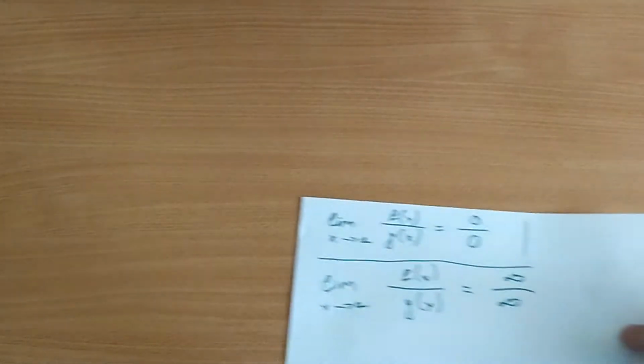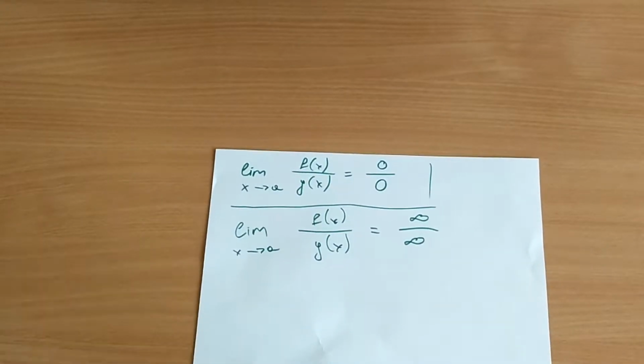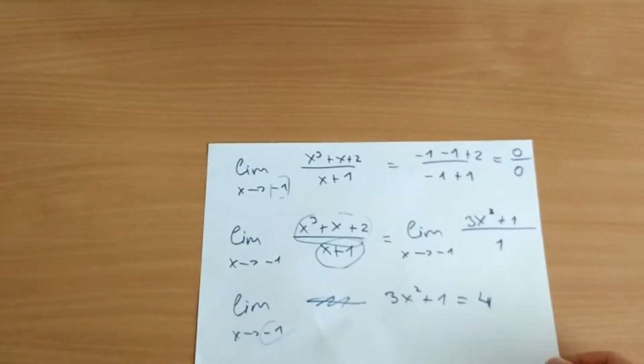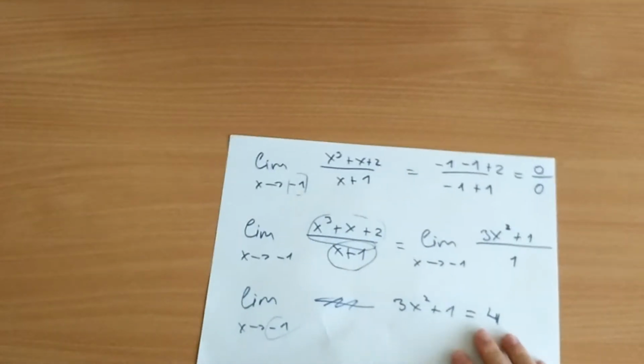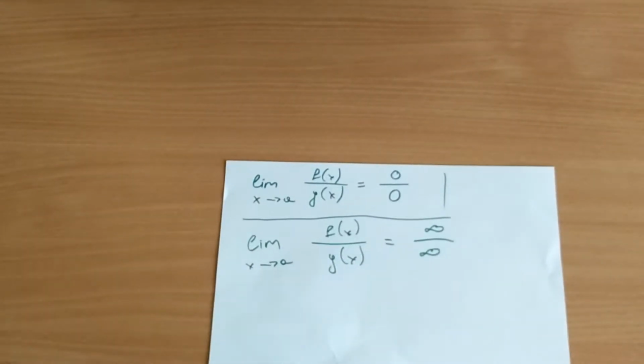In the last video, we discussed the application of L'Hopital's rule, and we discussed the intermediate form 0 over 0 and the application of L'Hopital's rule in this case. Afterwards, we solved an example using that intermediate form, and today we're going to discuss the intermediate form infinity over infinity.